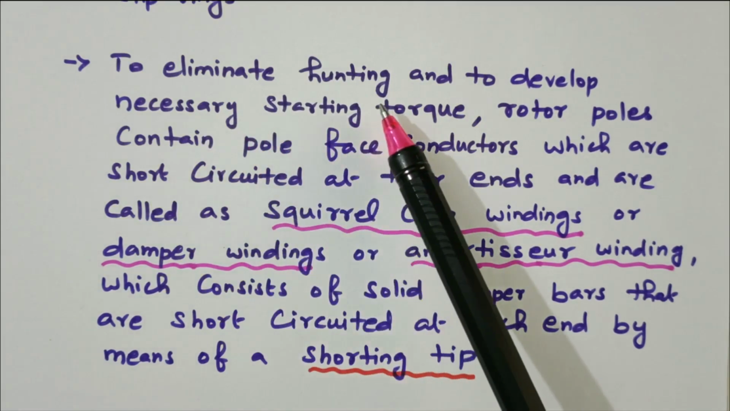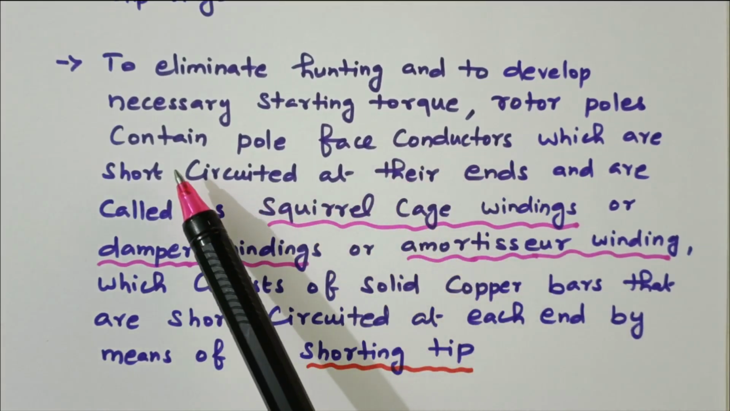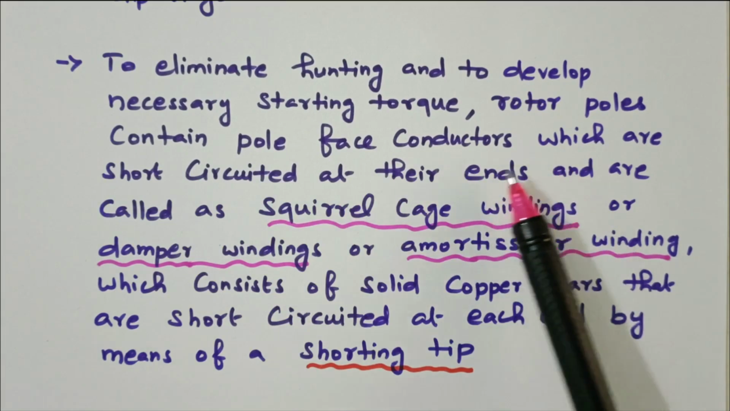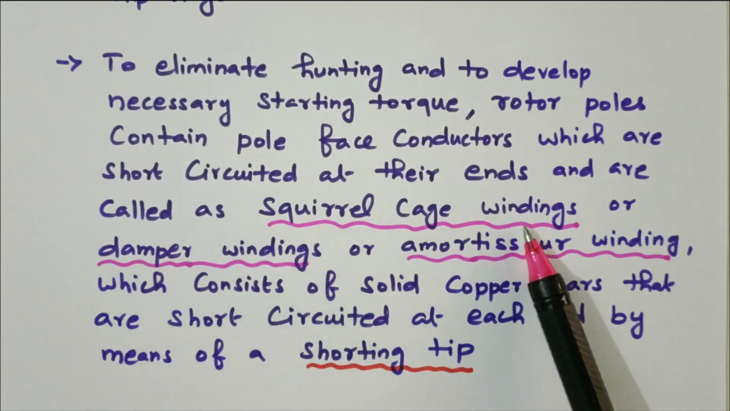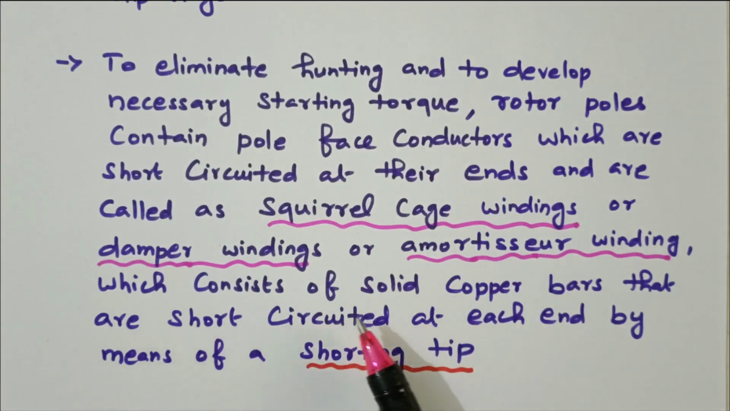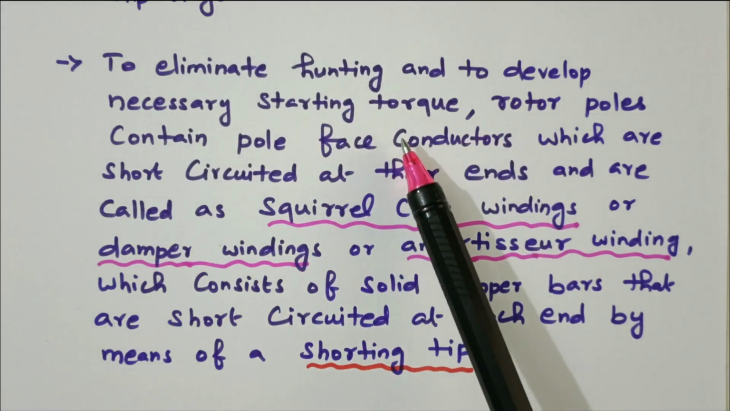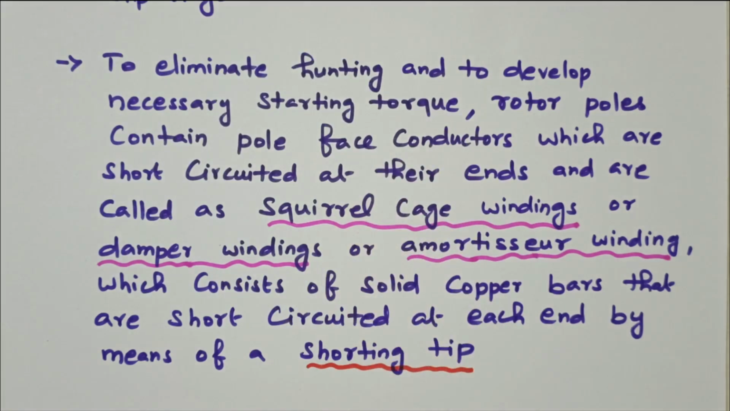To eliminate hunting and to develop the necessary starting torque, the rotor poles contain pole face conductors, which are short circuited at their ends and are called squirrel cage winding or damper winding, which consists of solid copper bars that are short circuited at each end by means of a shorting ring. So these arrangements are made in order to eliminate hunting and to develop the necessary starting torque. So these are the construction details of a synchronous motor.